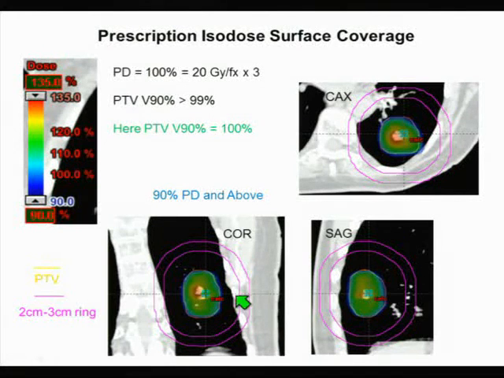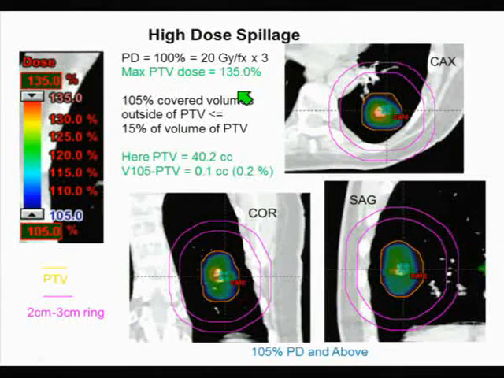You can see this is the PTV and the 2 cm ring again here. The coverage is 100% here. Now the high dose spillage: I have a maximum point dose of 135%, which is the global maximum, inside the PTV. The second criterion is that 105% outside the PTV should be less than 15% volume. At this point, I get 0.2%, so it's very little spillage of 105% outside the PTV here.